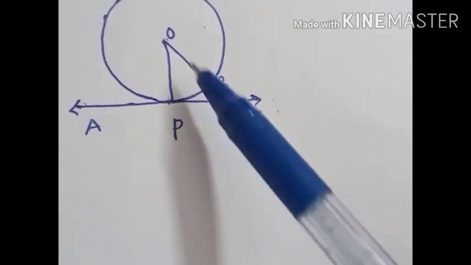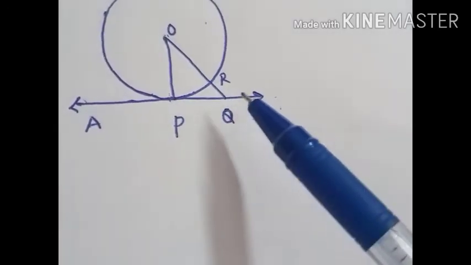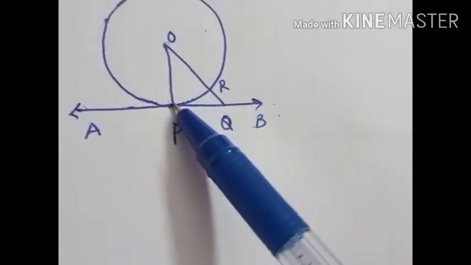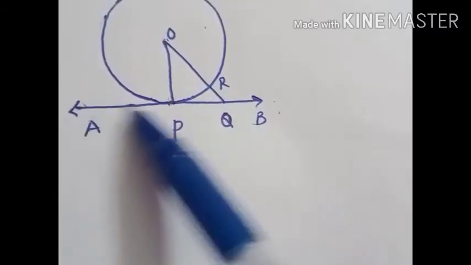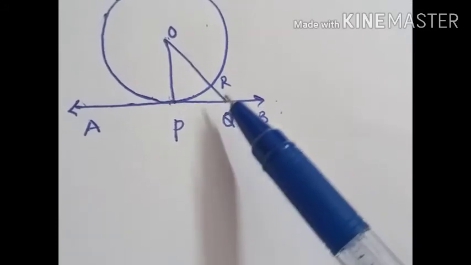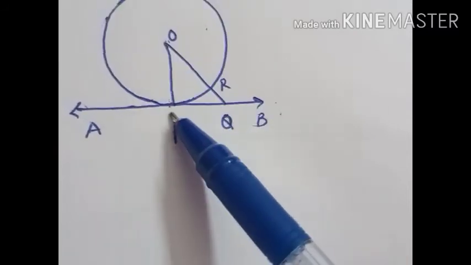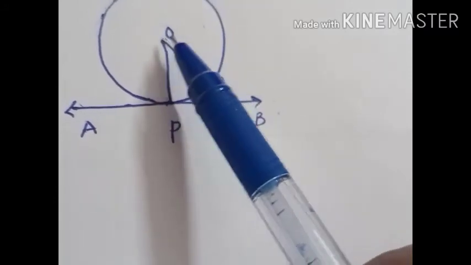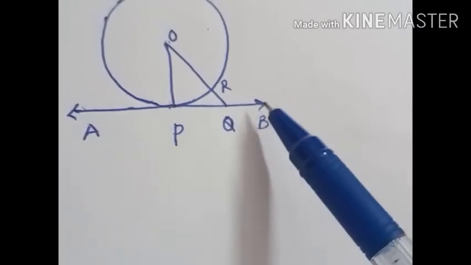So to prove that OP is perpendicular to AB, it is sufficient to prove that OP is the shortest distance compared to any other segment joining O to any point on this AB. So here we have to show that OP is the shortest distance compared to any other line segment joining O to any other point on this line segment AB.